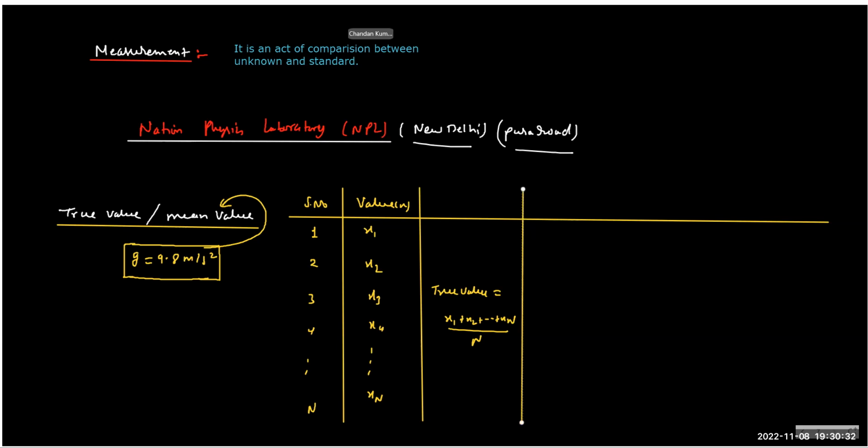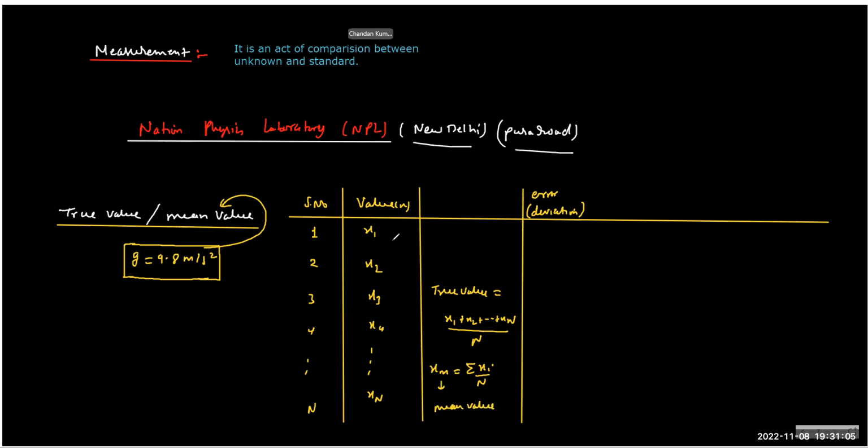Now, error is called deviation. In the language of physics, we call error deviation. Deviation with respect to what? Deviation from the true value. So we were supposed to get this true value. And because we are finding the mean, we can also call the true value the mean value. So this mean value is also called the true value.